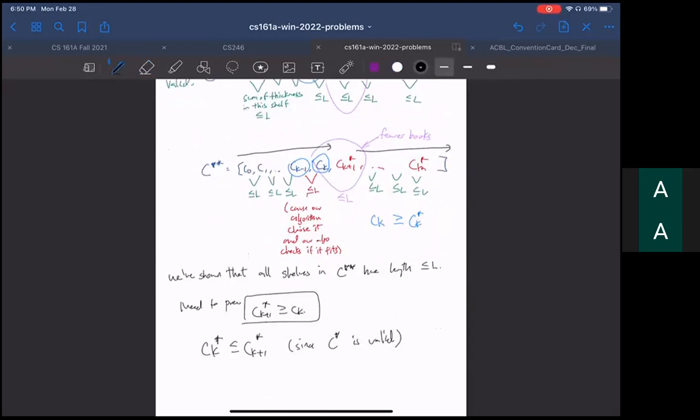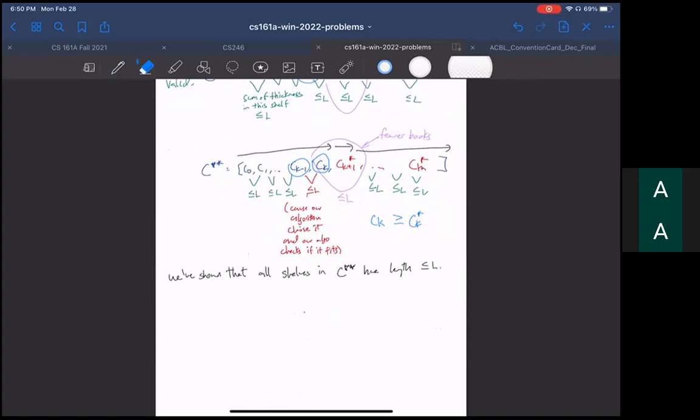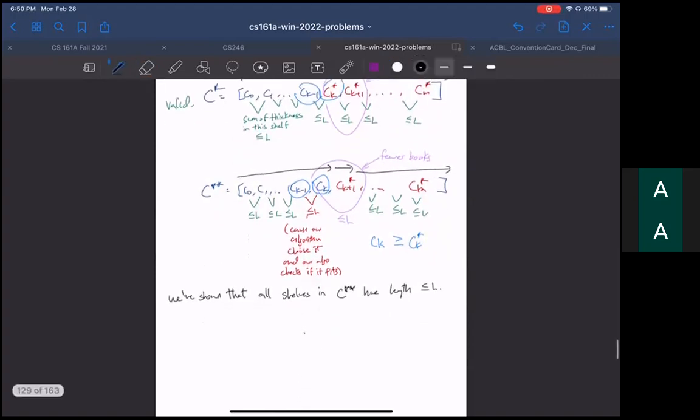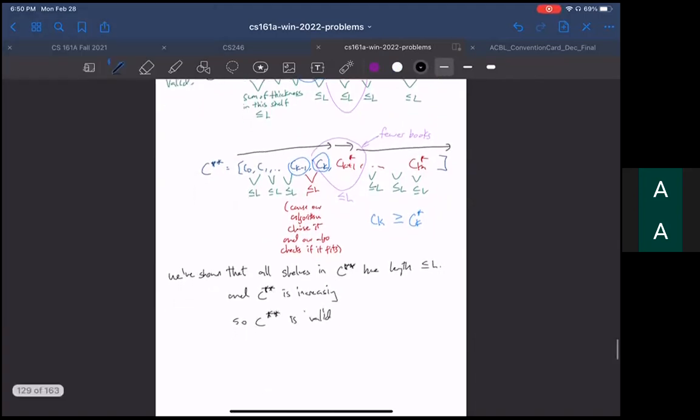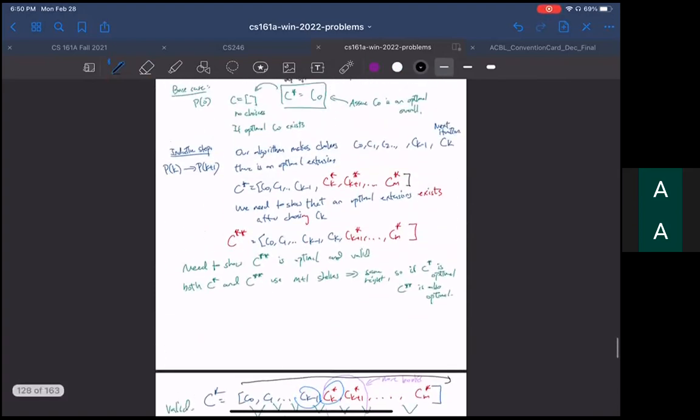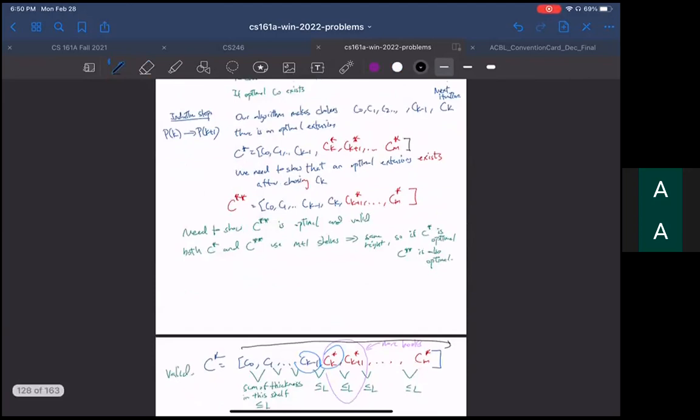Okay, yeah, because once you prove that, you've proven that this is also increasing, so you know that the entire C star star is increasing. Okay, all right, and that concludes the proof, showing that they have length less than or equal to L, and C star star is increasing. So C star star is valid, and we've also shown that it's optimal, which shows that C star star is just as valid and just as optimal as C star. Okay, and that concludes the inductive step.